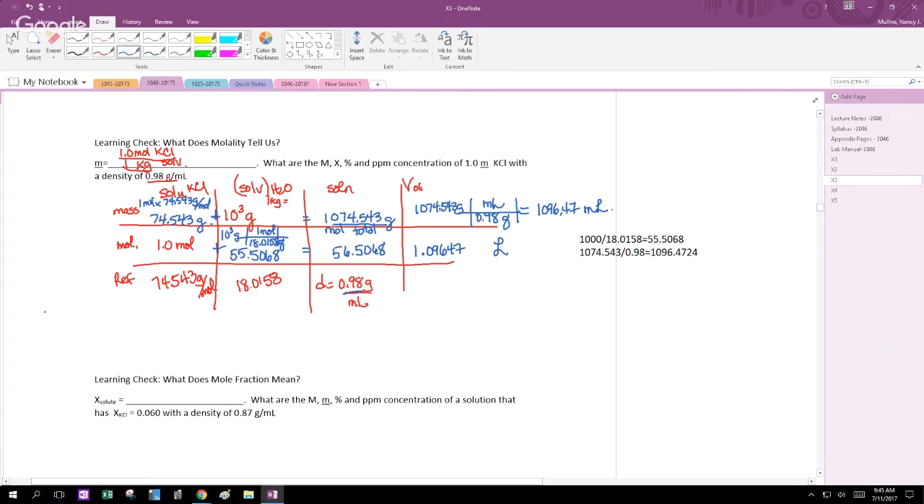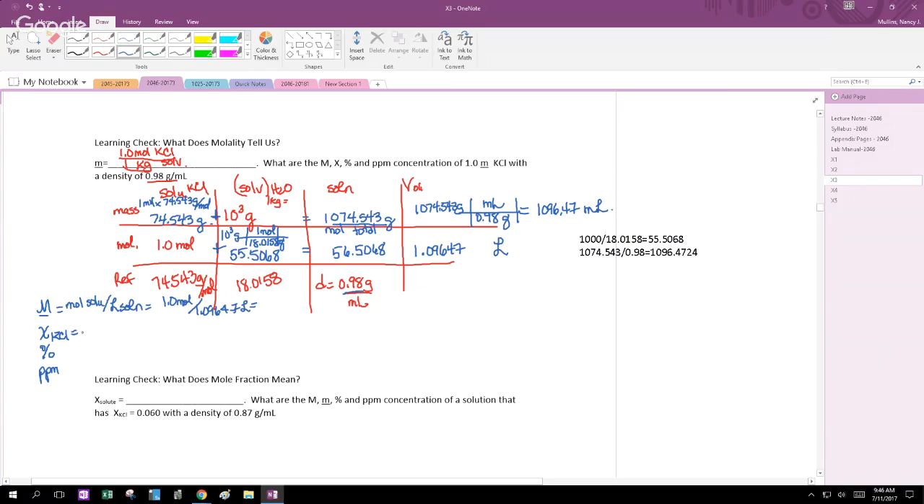So now I can set up my definitions. Molarity, mole fraction, percent, and part per million. Molarity is moles of solute per liter of solution. So 1.0 moles for every 1.09647 liters. Mole fraction could be based on any of the substances. So I'm going to base it on KCl this time, and we'll look at that one in just a second.